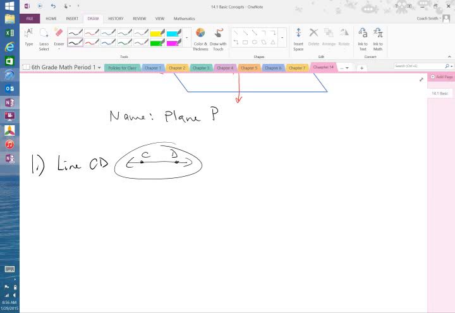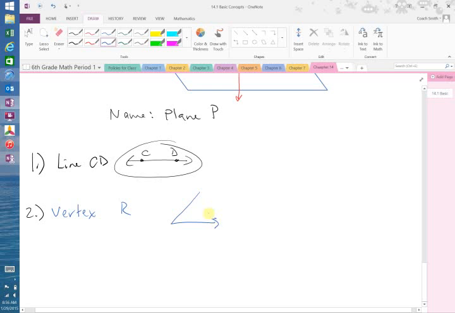Now, vertex R, number 2. Vertex R. There's your answer. Now this one here, a lot of times people get confused a little on this one, segment PQ. Just draw a line, put 2 endpoints on it, PQ.